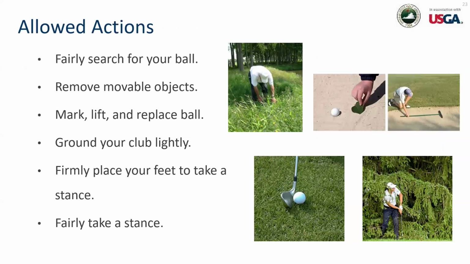Next, we've got some allowed actions. The allowed actions like fairly searching for your ball, which is the top left picture. You can remove objects such as loose impediments, which is this leaf in the bunker, or movable obstructions, which is the rake also in the bunker. You can mark, lift, and replace your ball. Ground your club lightly so that only the weight of the club is supported by the ground. You cannot press the club into the ground.